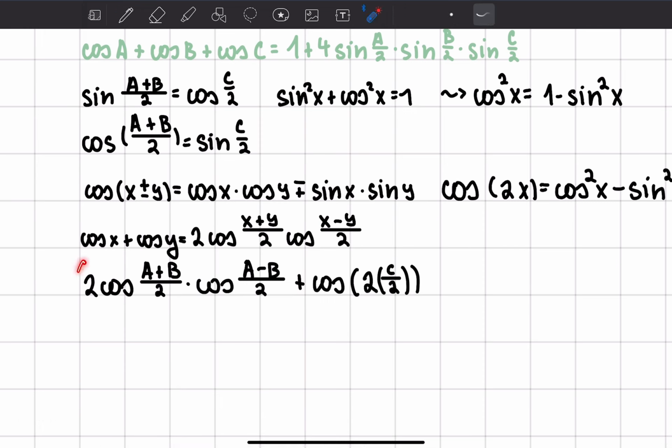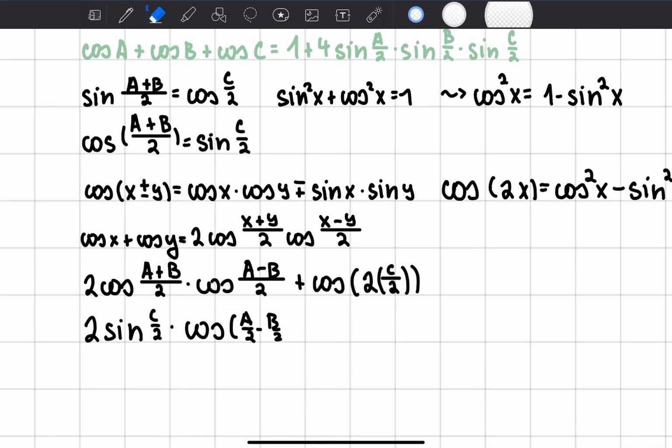Now we're going to go to this term again, specifically this. And it reminds me of something. What is this? Okay, it looks like it's sine of c divided by 2. I'm just going to write it. Why not? Nice. Now I still have this, and I could probably write it like this. Right? Yeah, why not?